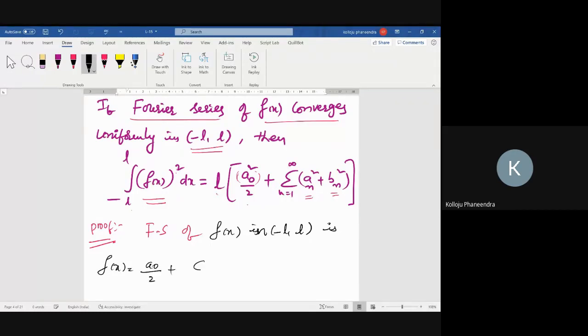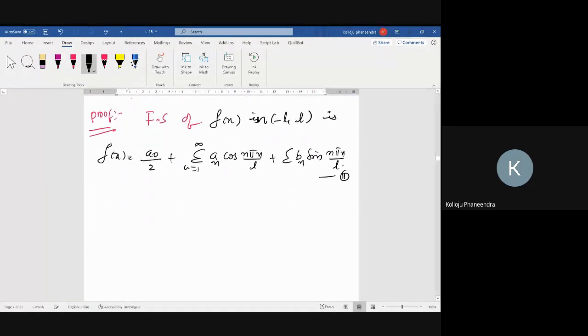a naught by 2 plus summation an cos n pi x by L, since it is an arbitrary interval, plus summation bn sine n pi x by L. This is equation 1. Okay, now, what is the question? What is the answer?